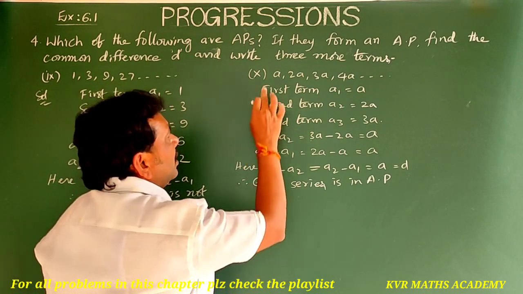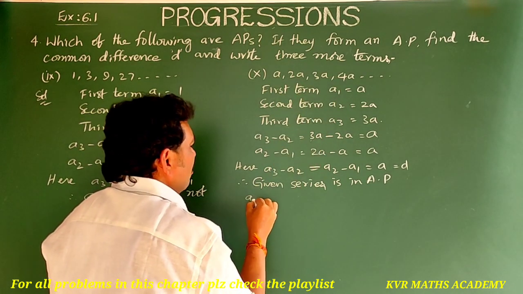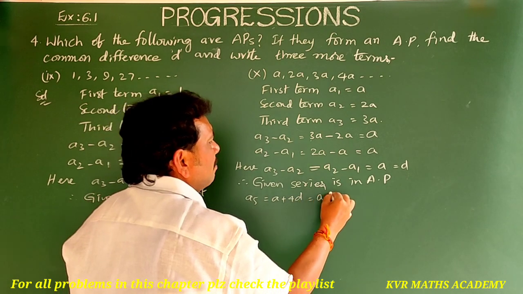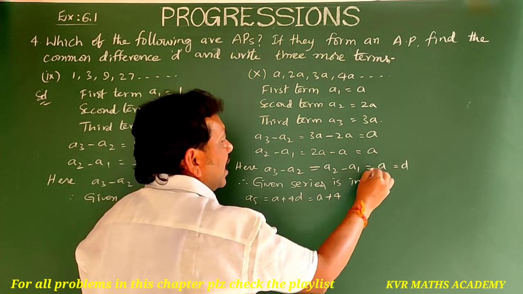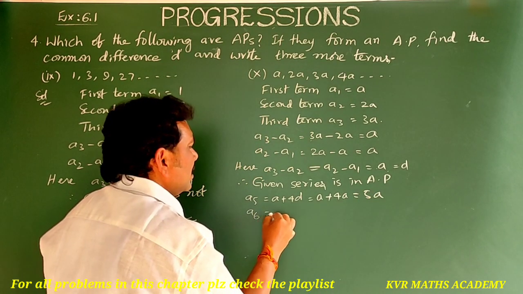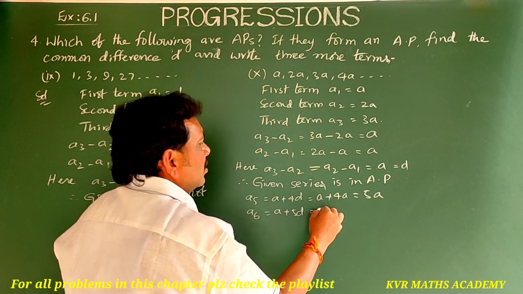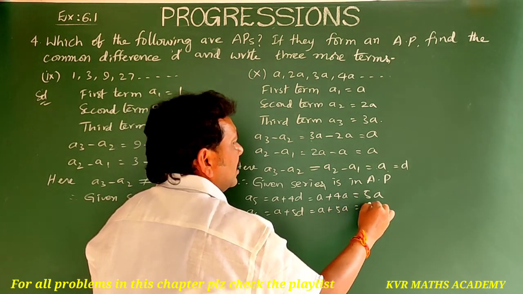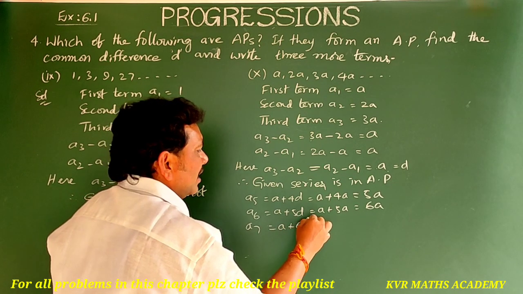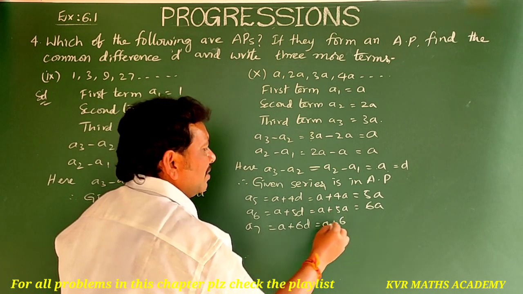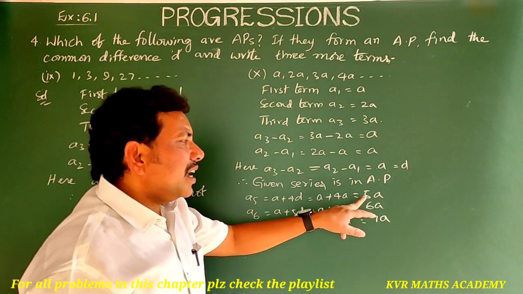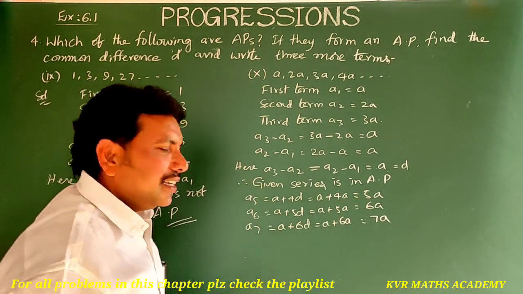Yes. Next, a1, a2, a3, a4, a5. We should find a plus 4d, that is a plus 4 into d, d means a only, na? So 4a, a plus 4a, 5a. Next a6 is equal to a plus 5d. So a plus 5 into a, that is equal to 6a. a7 is equal to a plus 6d. a plus 6d means a only, that is 7a. Right. Next three terms are 5a, 6a and 7a.